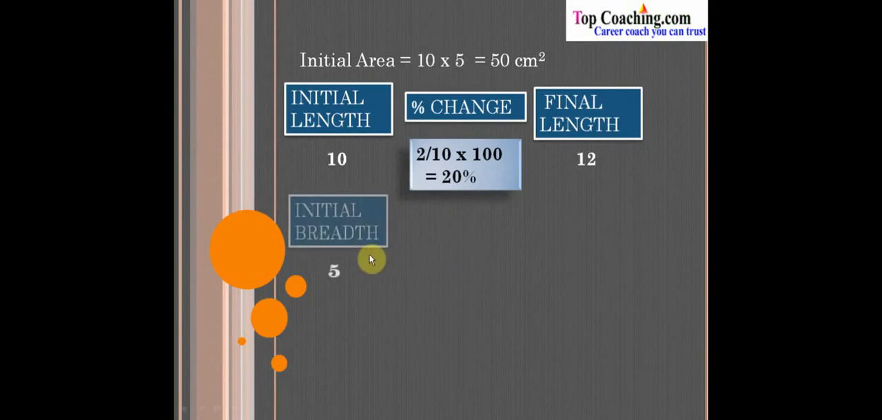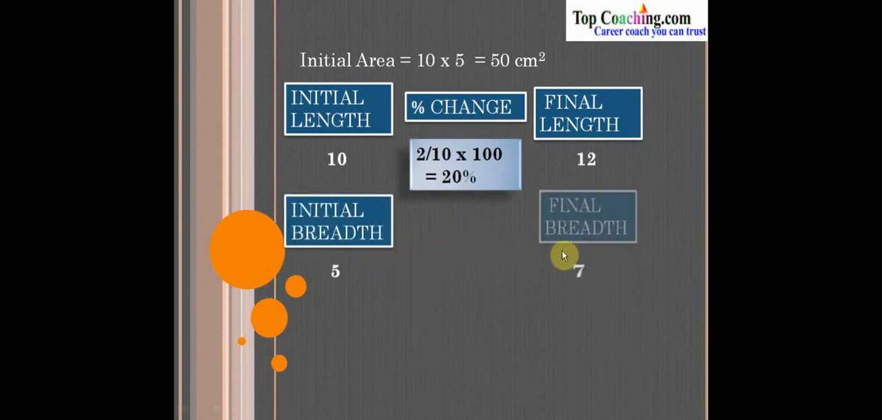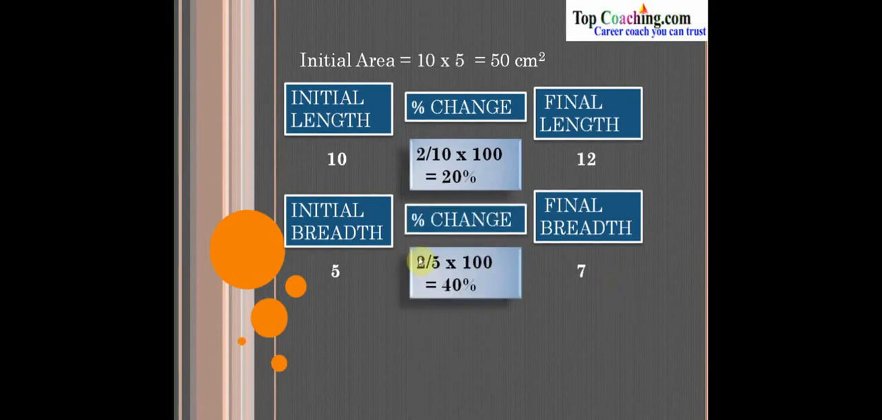Similarly, the initial breadth is equal to 5 centimeters and the final breadth is equal to 7 centimeters. Now what is the percentage change in breadth? That would be equal to 2 by 5 into 100. Change is equal to 2 units and the initial breadth is equal to 5 units. So 2 by 5 into 100, which comes out to be equal to 40%. Thus the length increases by 20% and breadth increases by 40%.